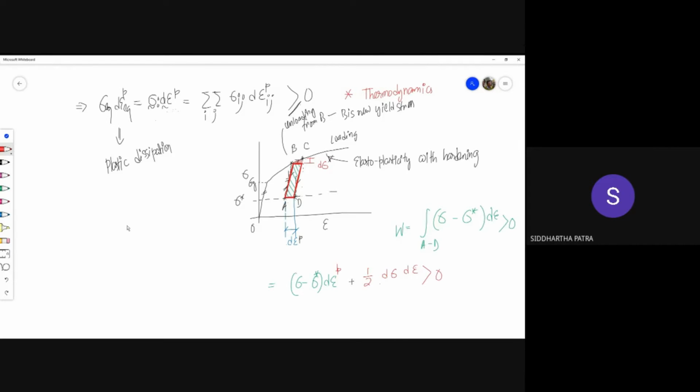Now you can think of two conditions. Now what stress is sigma? Sigma is the stress at B. So the point at which you started unloading, that is the stress sigma, and that becomes your new yield stress. So if we were to have further plastic deformation, up to B there is only elastic deformation. From B starts your plastic deformation when you reload the material.